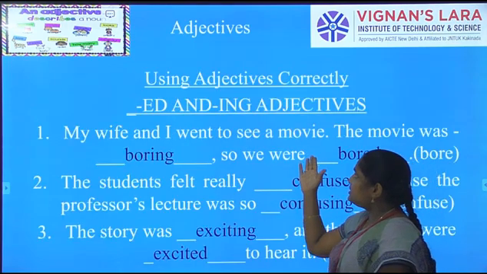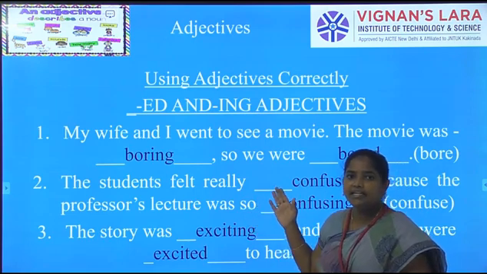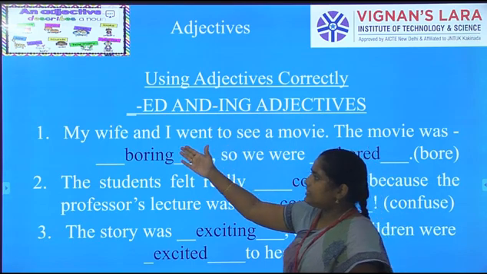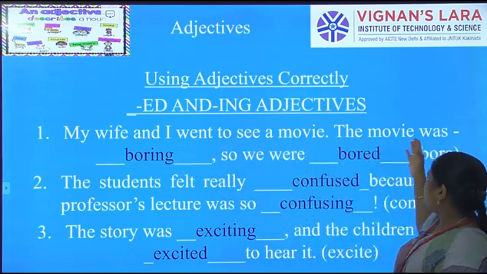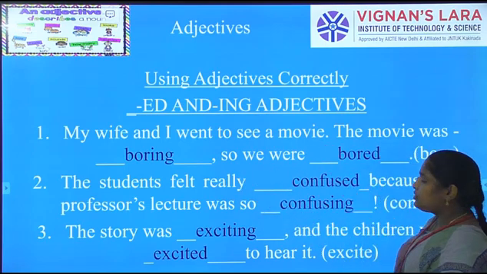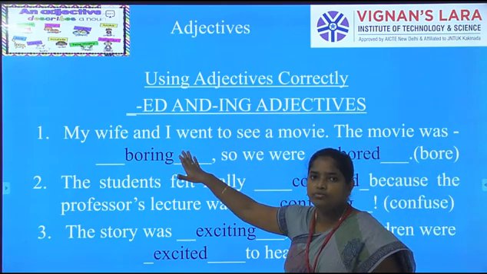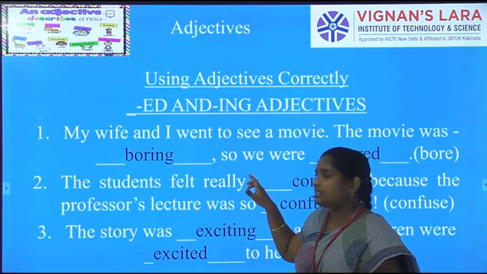Here are some adjectives: -ed and -ing adjectives. In the first sentence, my wife and I wanted to see a movie. The movie was dash, so we were dash. The verb is bore. So how can we use -ed and -ing adjectives in this particular sentence?